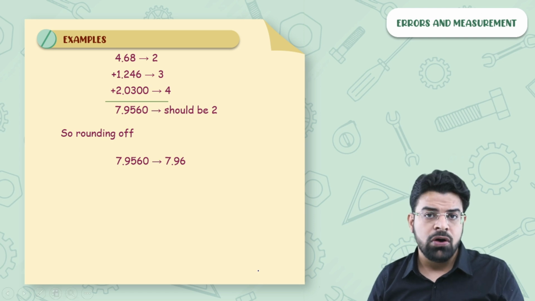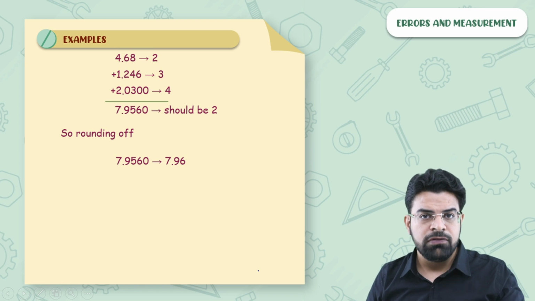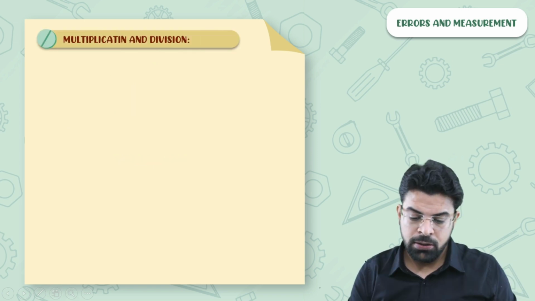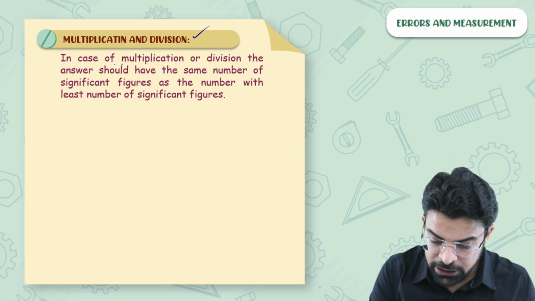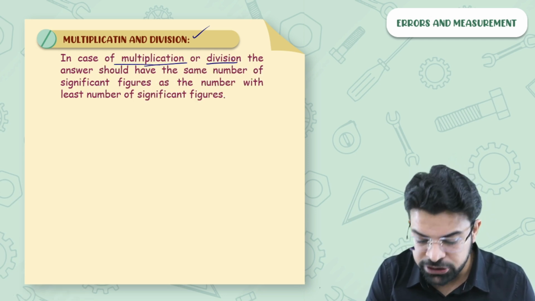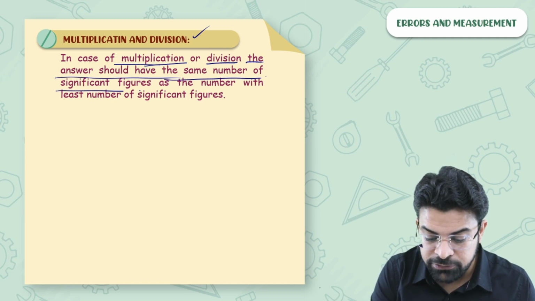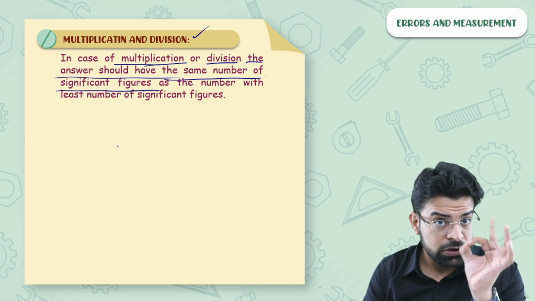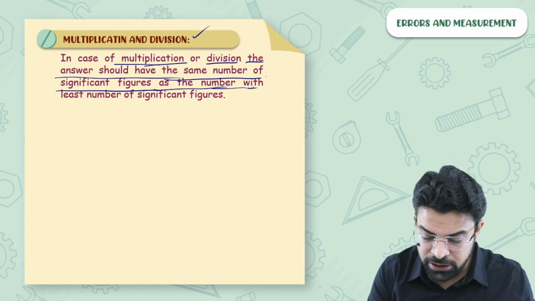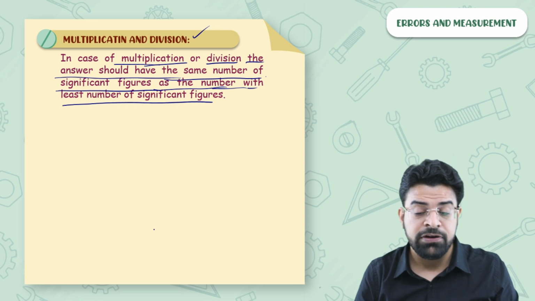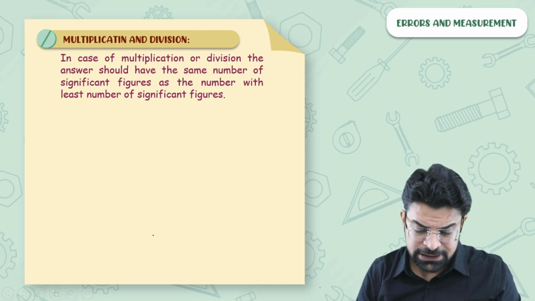So we have talked about how to add or subtract keeping significant figures in mind. Now we will talk about how to multiply and divide. Multiplication and division keeping significant figures in mind. In case of multiplication or division, the answer should have the same number of significant figures as the number with the least number of significant figures involved in the calculation. Let's see.